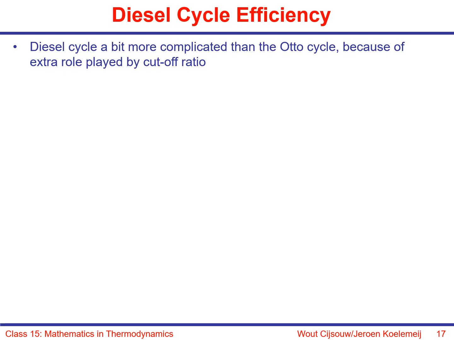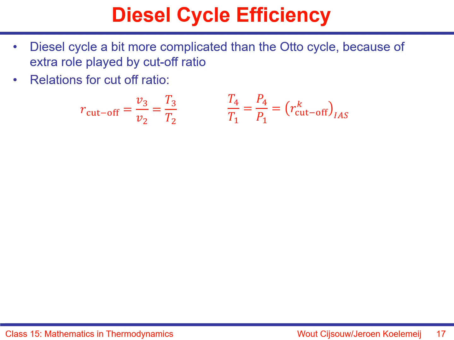Okay, now let's move on to the efficiency of the diesel cycle. Finding the efficiency is now a bit more complicated than previously in the Otto cycle, because there is this additional cutoff ratio that plays a role here. And like we saw a few slides ago, this cutoff ratio is defined by the volume ratio. V3 is the volume right after combustion, and V2 is the volume right before the combustion phase starts.